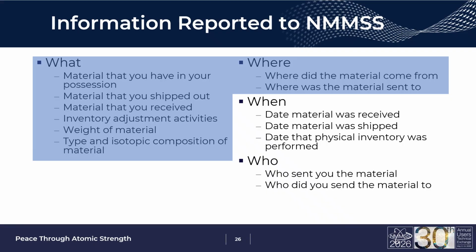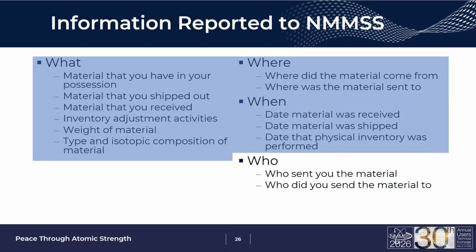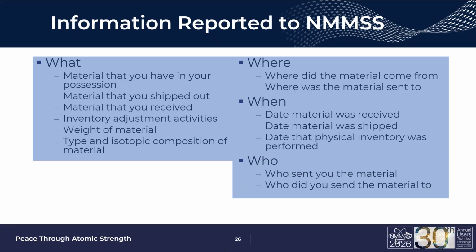How about the "where" regarding information reported to NMMS? Where does the material come from? And where was the material sent to? The "when" may involve the date that the material was shipped or received, or what date your inventory was performed. And finally, let us review the "who." Examples of this reporting to NMMS may be who sent you the material and who you sent the material to.